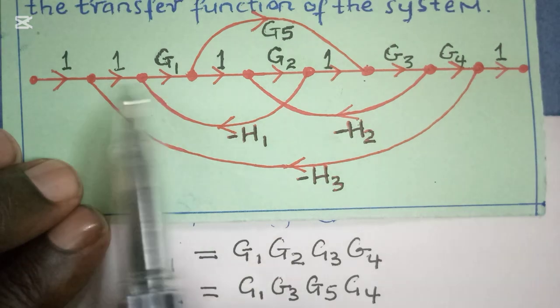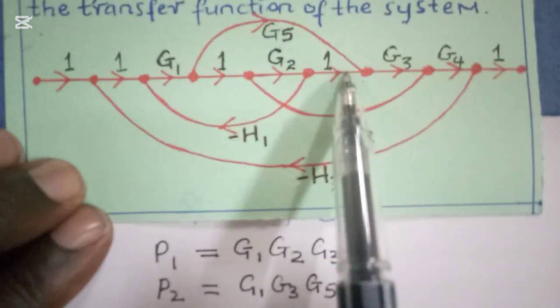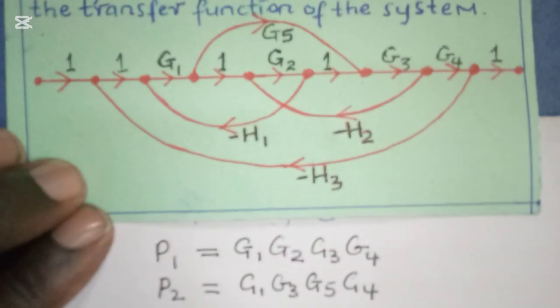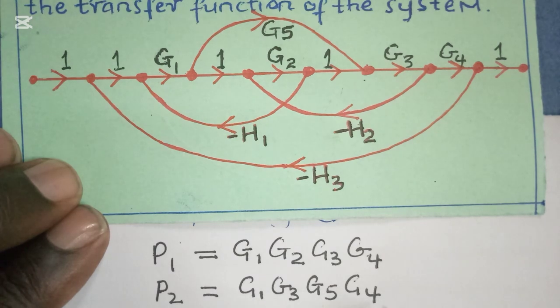Another path we have is the signal can move through this path. So we have G1, G5, G3, G4, that is, G1, G3, G5, G4. Of course, G5 should be here, but the arrangement doesn't matter.